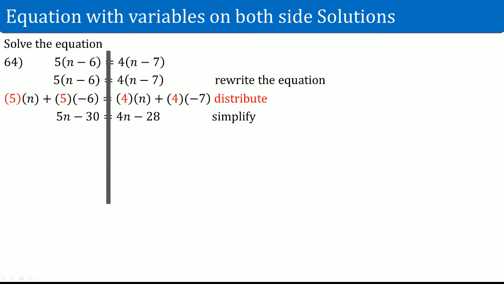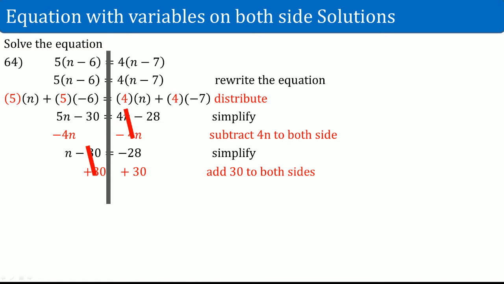Okay, so move the smallest variable, which is 4n. So I'm going to subtract 4n. It becomes n left over on the left-hand side, because 5n minus 4n just becomes n. Negative 30 and negative 28 just come straight down. Add 30 to both sides, it cancels out on the left-hand side. You get n equals 2. Negative 28 plus 30 becomes 2.